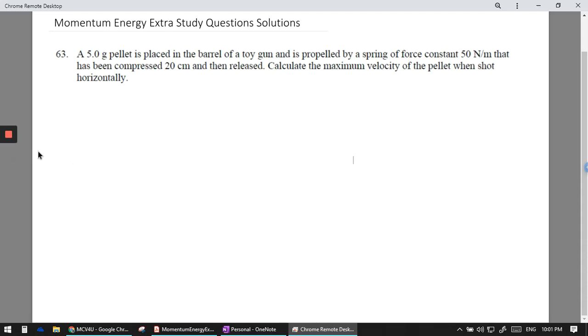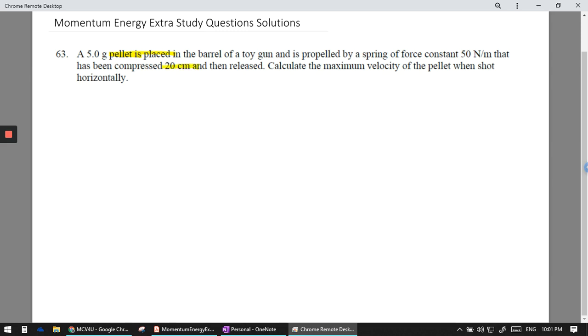All right, so we're looking at number 63 here from the Momentum Energy Extra study questions, right? And we've got some sort of pellet here, okay? And it's placed in the barrel of a gun. It's propelled by a spring, force constant 50 newtons per meter. It has been compressed 20 centimeters.